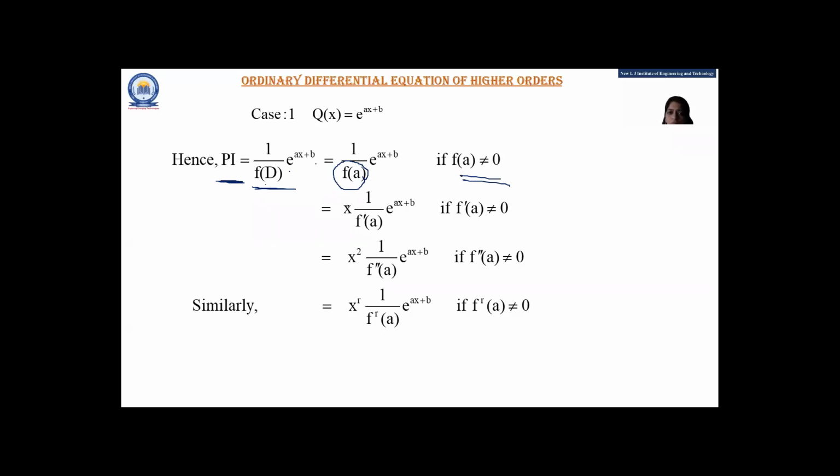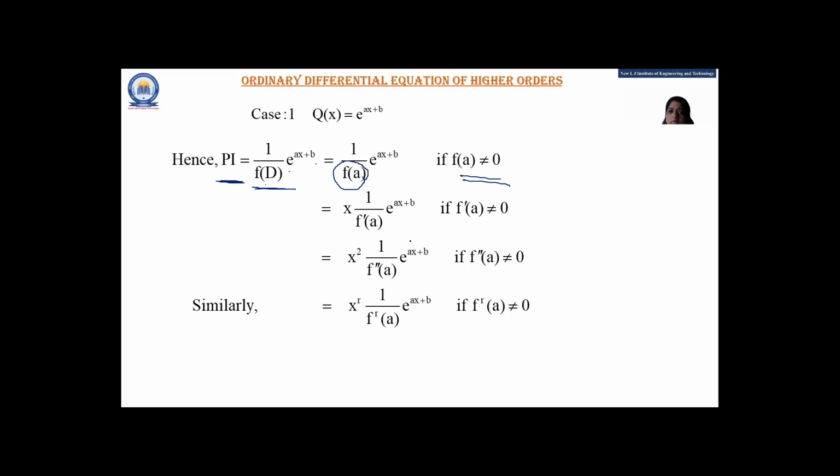Then you have to put x in the numerator and you have to write the derivative of f(a) with respect to x. So you have to write here f dash a. Again, the condition is f dash a must not equal 0. Again, if f dash a equals 0, then you have to write another x in the numerator. So x into x is x square, and you have to take the second derivative in the denominator, till your denominator is not equal to 0.